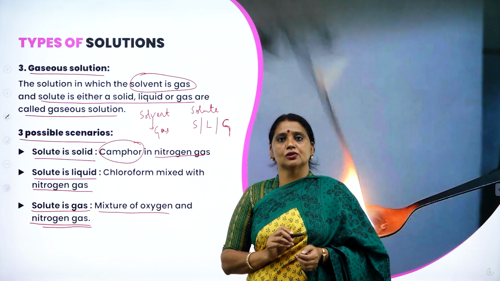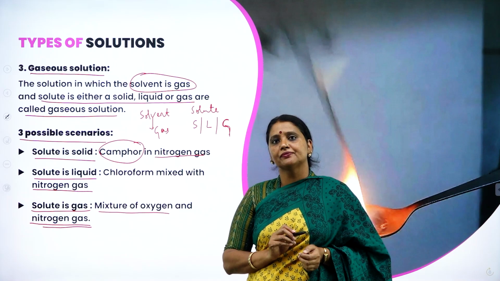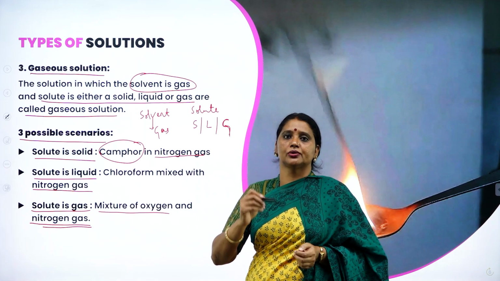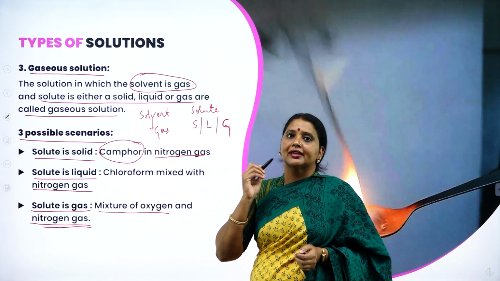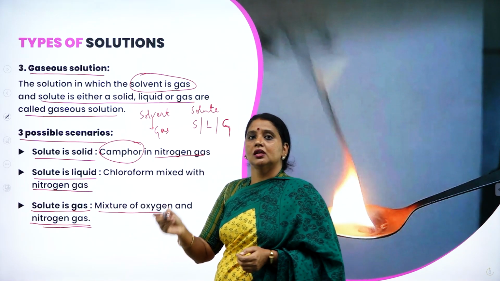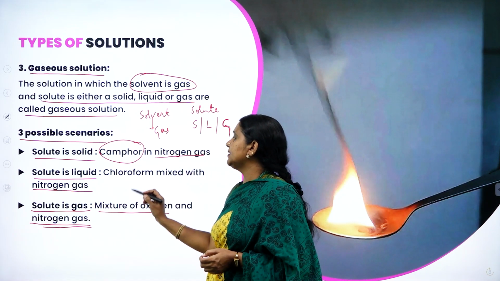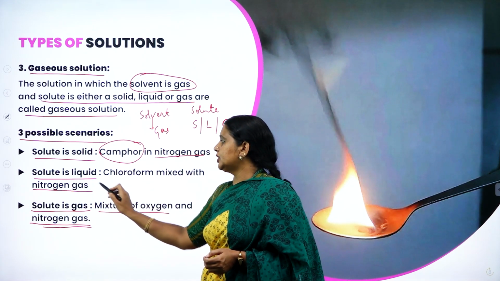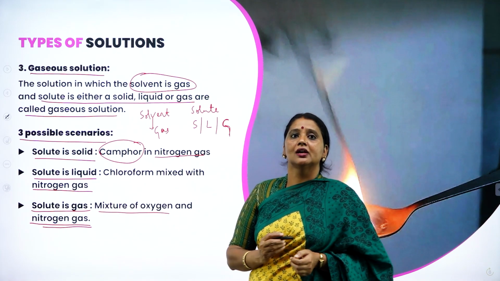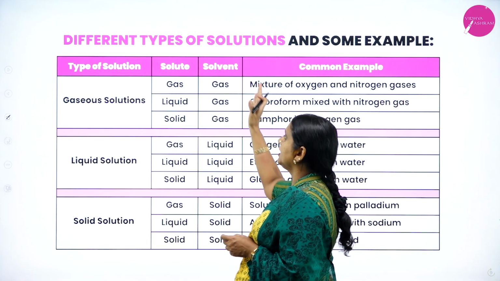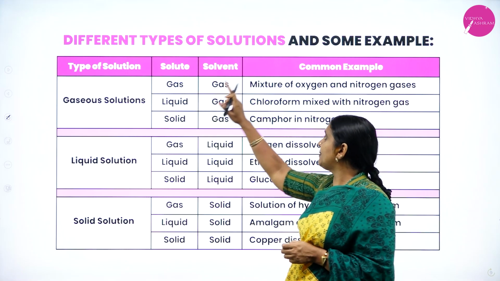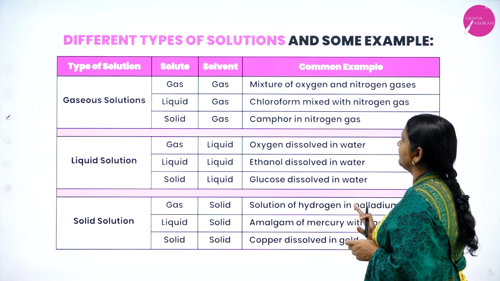Therefore, what are gaseous solutions? Solutions in which the solvent is gas and the solute is solid, liquid, or gas. So in those three types: solid solute in gas, liquid solute in gas, gas solute in gas. Solid solute in gas is camphor in nitrogen. Liquid solute in gas solvent is chloroform mixed with nitrogen. Last one, the solute is gas, the solvent is also gas: a mixture of oxygen and nitrogen gas.